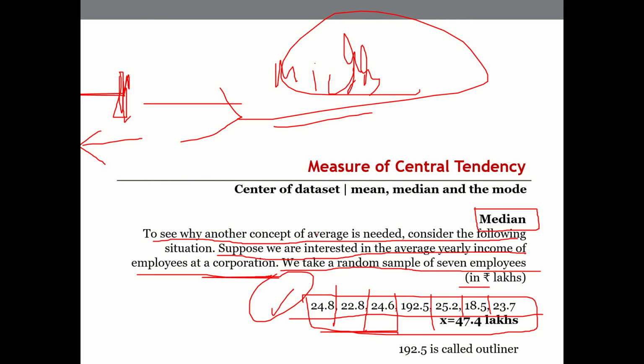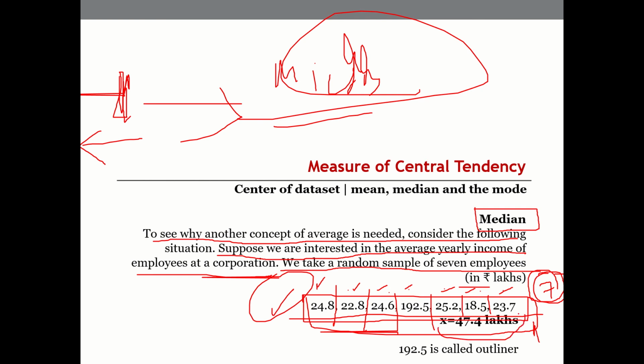For example, let us say this is a very good example. If we are calculating average, there are 1, 2, 3, 4, 5, 6, 7 employees, and I want to know what is the average salary of the employees. So let us say annual salary is 24 lakhs, 22 lakhs, 24, 192, 25, 18, and 23. In average, what we do is we take the summation of this divided by n.